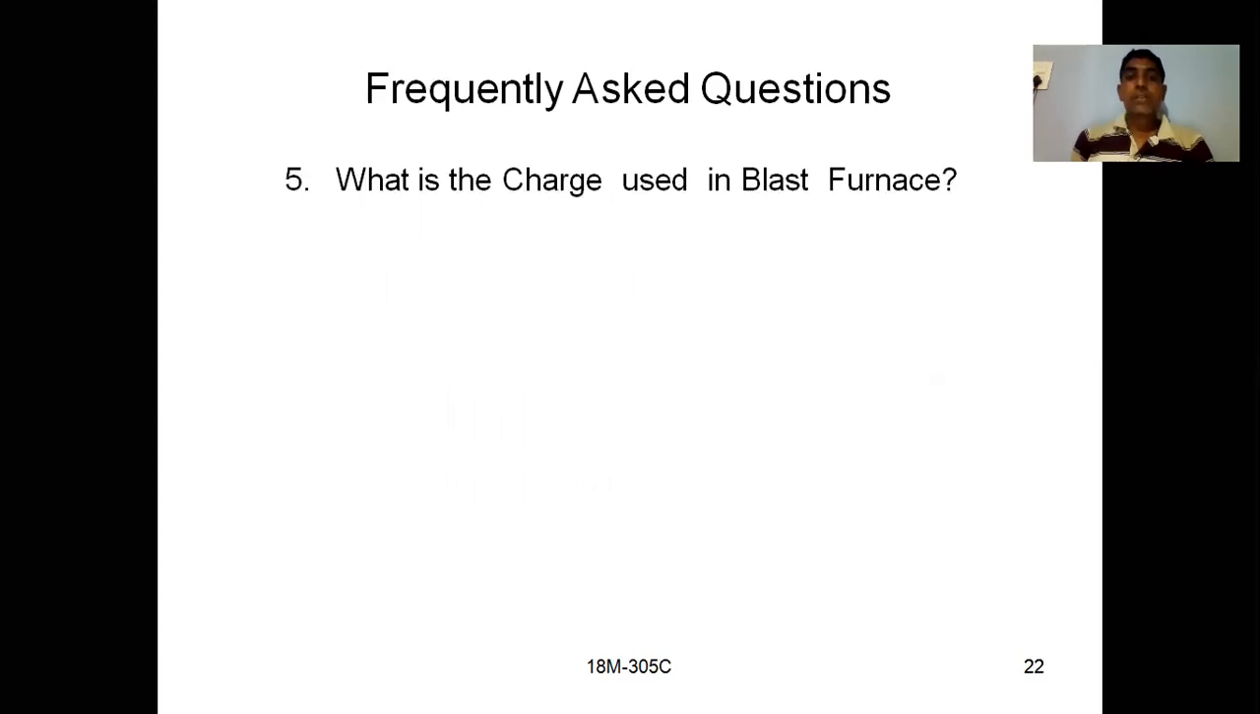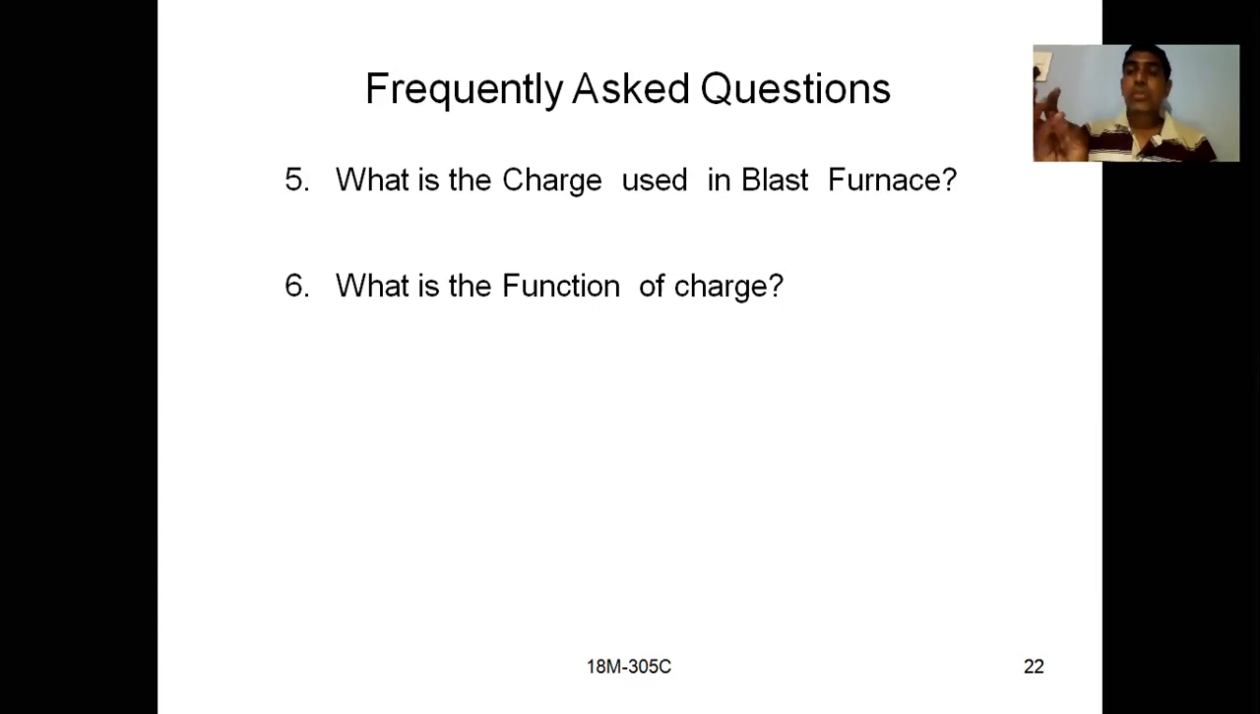And what is the charge used in blast furnace? We just discussed it. And what is the function of charge? In the charge you are having iron ore, coke and limestone. So what is the function of iron ore? Iron ore is having iron as one of its constituents. For that iron only we are using this blast furnace. So it provides iron. That is the main function of iron ore.